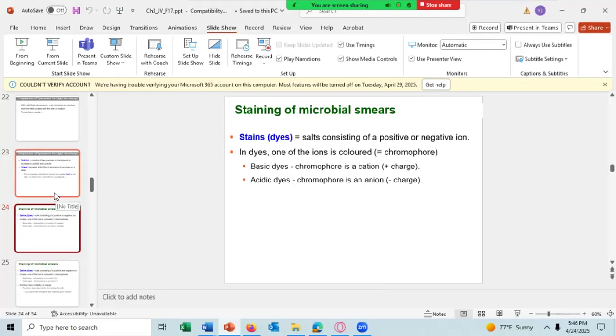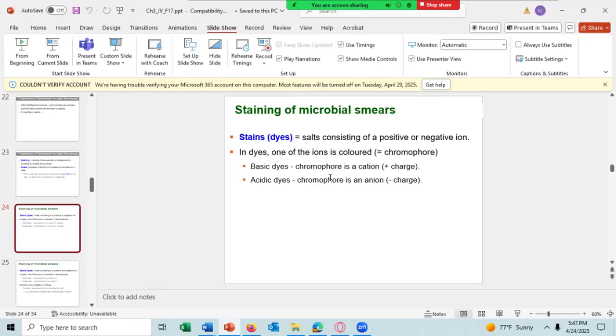All right. Stains are a dye. So stains and dyes are two words which mean the same thing. And they are salts consisting of a positive and negative ion. The dye is in one of the ions. So the colored portion, the chromophore, is either on the positive ion or the negative ion.